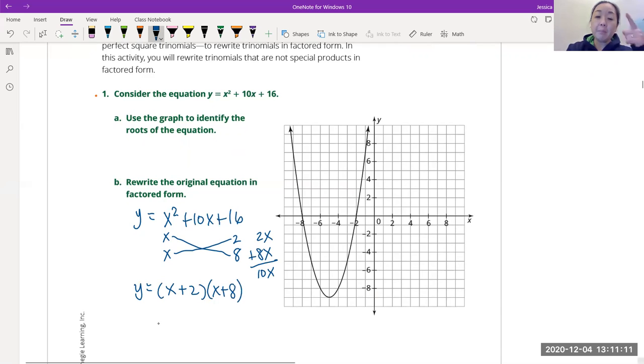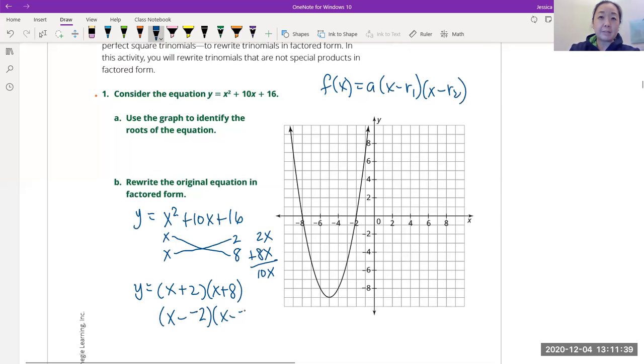All right, and if you remember anything about factored form, it would look something like this: a times x minus r1 times x minus r2. And remember, the r1 and r2 were roots. They were just our x-intercepts, right? So the r1 and r2 were our intercepts. If you look at right here, remember this is a plus, which means that originally, because it's supposed to be a minus, it's originally supposed to be a negative 2, right? x minus a negative 8, right? So our roots should be at negative 2 and negative 8. If you look at right here, negative 2, negative 8.